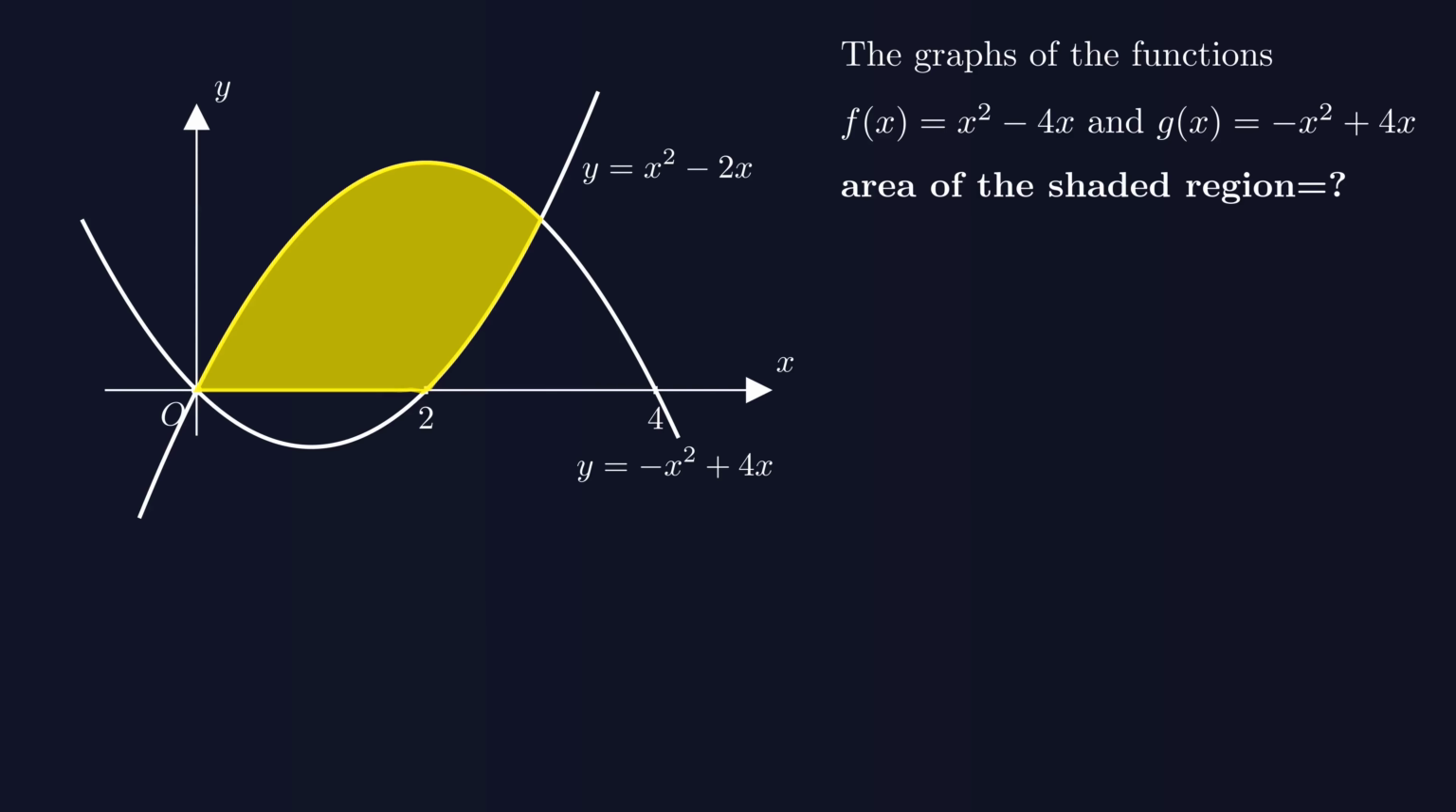Alright, here's the question. In the Cartesian coordinate plane, the graphs of the functions f of x equals x squared minus 2x and g of x equals minus x squared plus 4x, along with the shaded region between them and the x-axis, are given on the side. According to this, what is the area of the shaded region?